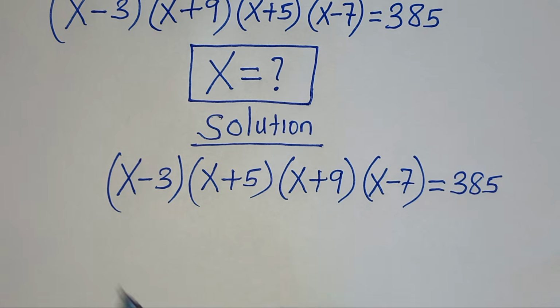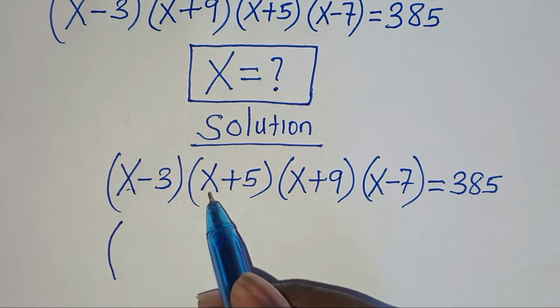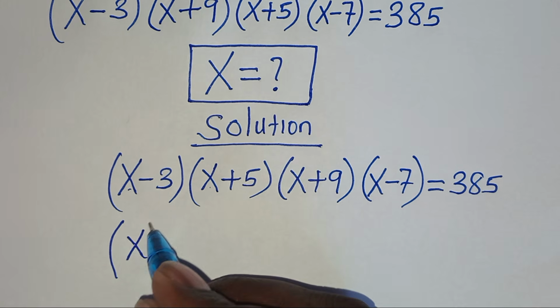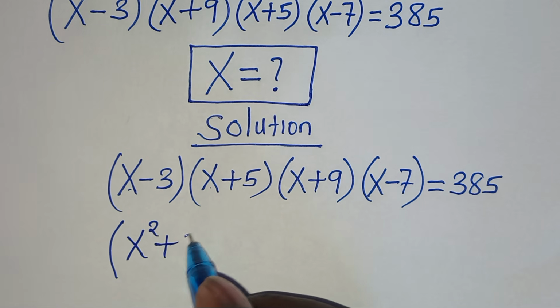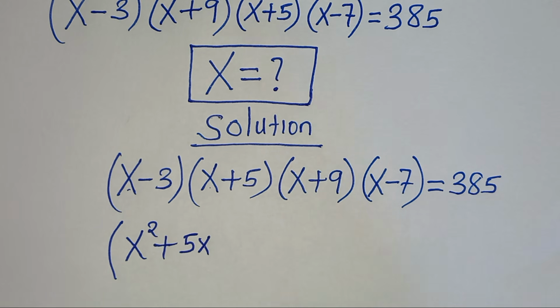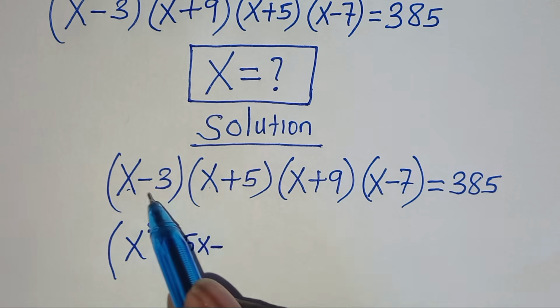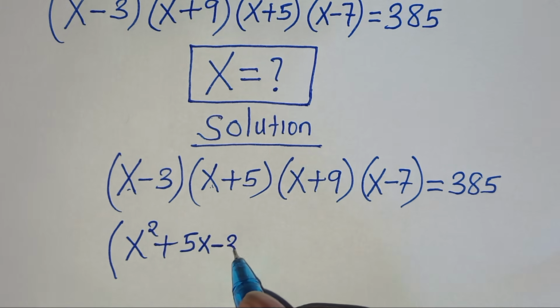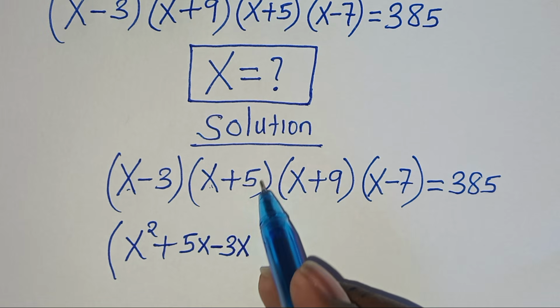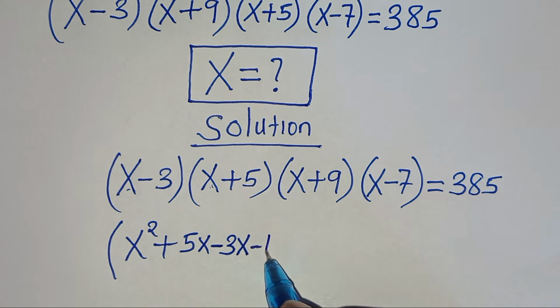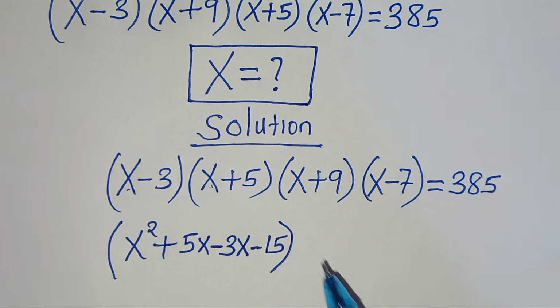Now the next step is that we have x times x, this is x to the power of 2, then plus x times 5, this is 5x. Then minus 3 times x, this is minus 3x. Then we have minus 3 times 5, this is negative 15. Close the parentheses.